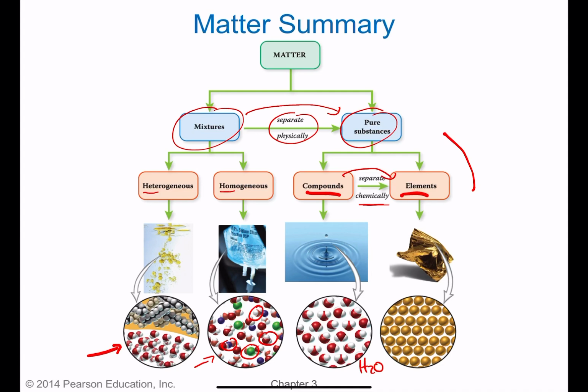And then with an element, here they've got an example of gold foil. So this is just pure atomic gold atoms all together. It's only one element.